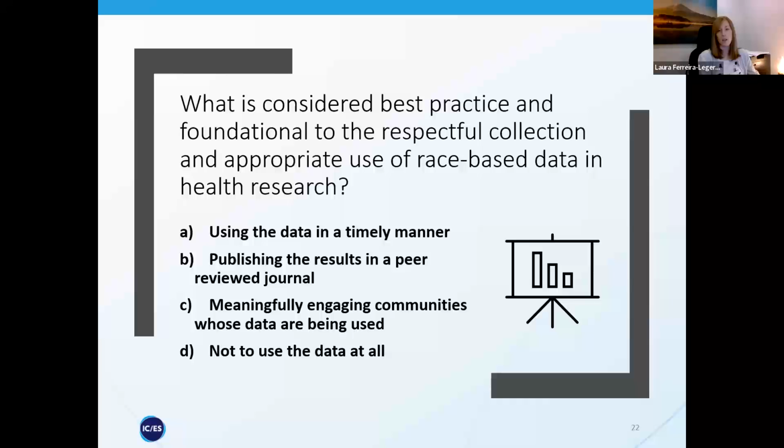I think we can close the poll and take a look at the results. Oh, great. So the majority, pretty much everyone, said meaningfully engaging communities whose data are being used. And that's exactly right. And that's what a lot of our initial efforts for capacity building have been involved in, trying to make resources available and support scientists who may be doing this work.